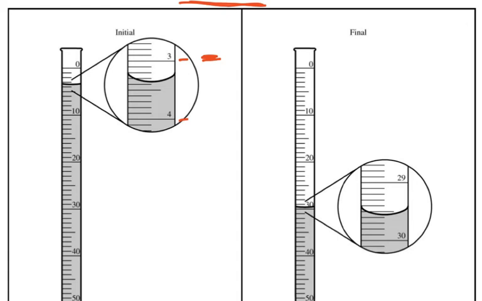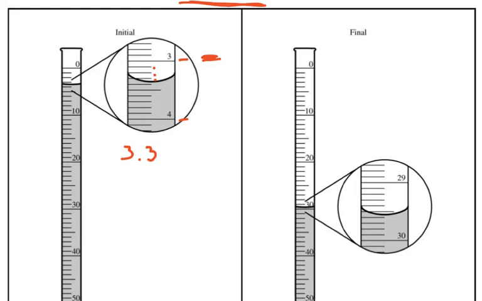So we look at this. Here's 3 and here's 4. So we know our answer, our first reading, is somewhere greater than 3. And we can see that if we look at our lines, it's 3.1, 3.2, 3.3, 3.4. So it's 3.3 something. And now we're going to have to estimate. And to me, the bottom of the meniscus looks like it's a little bit more than halfway.